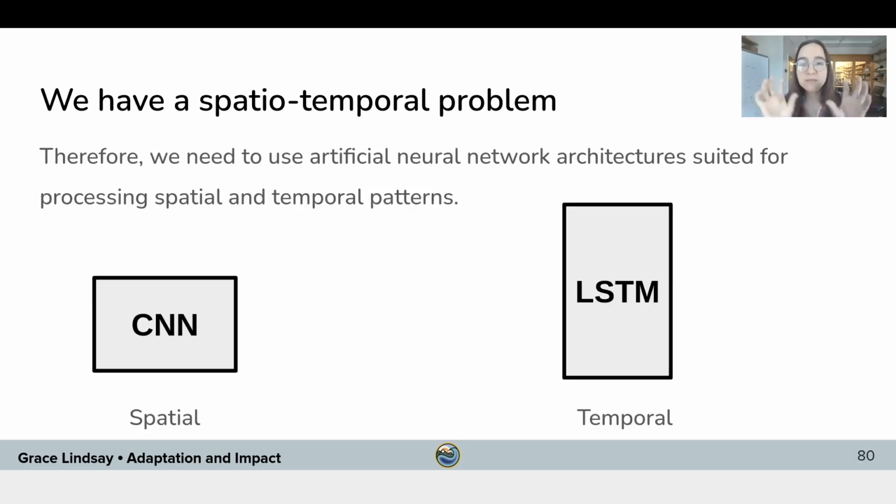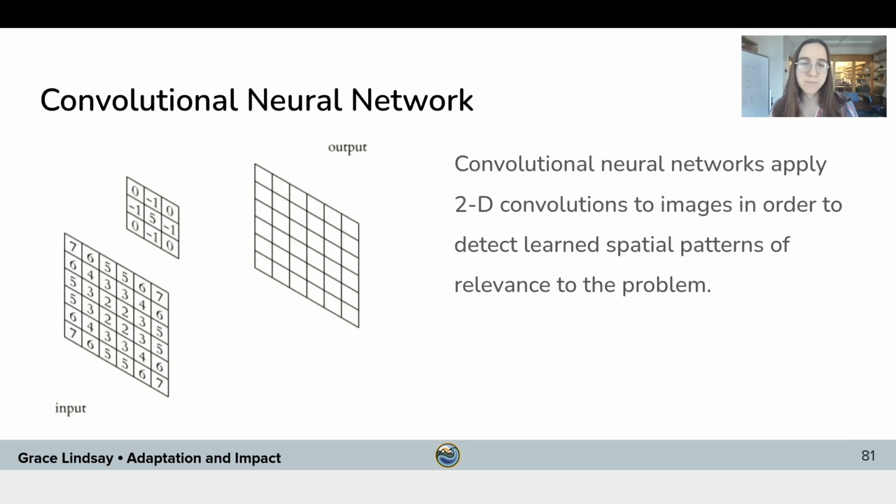So when we think about these building blocks in terms of what types of artificial neural networks can do different things, we have what's called a CNN, or convolutional neural network, that can help us process spatial data, and we have an LSTM, which is a type of recurrent neural network that can help us process temporal data. We're going to break down what each of these architectures is like and why they're well suited for their specific data types, and then we'll see how they can be stitched together for our problem.